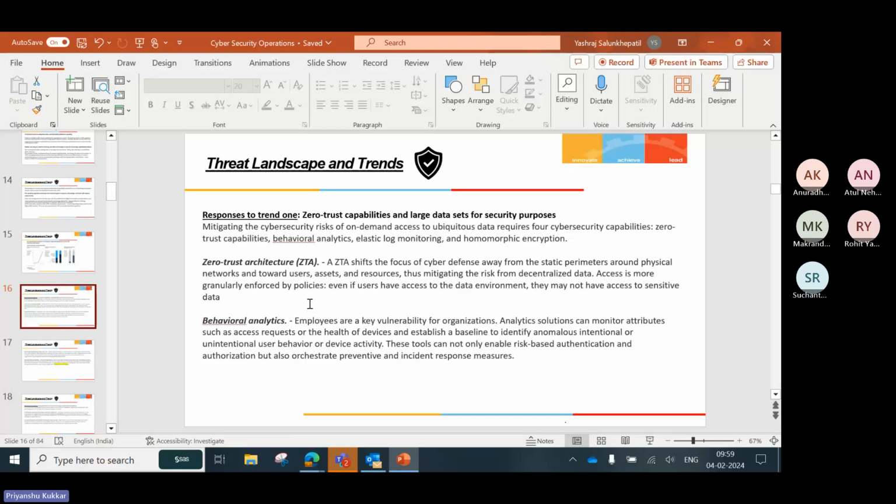Okay, access is more granular. Again, the example that I showed you yesterday, that I was able to see a VM. I was able to see its overview, its properties, its activity, its networking. But because of the policies enforced, I was not able to see its disk space. Okay.